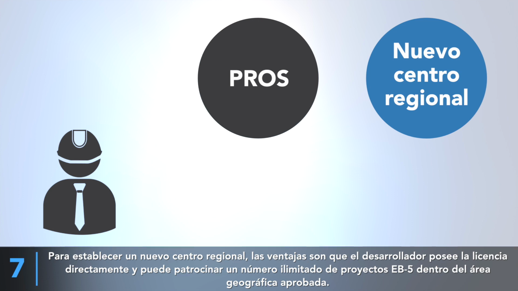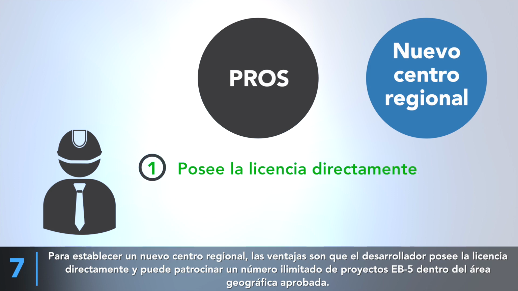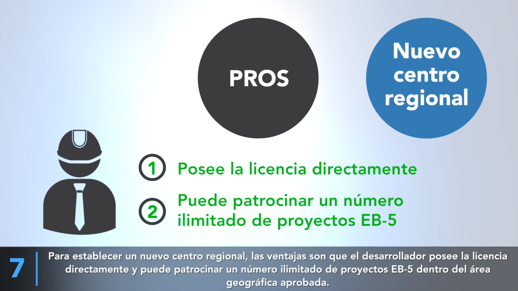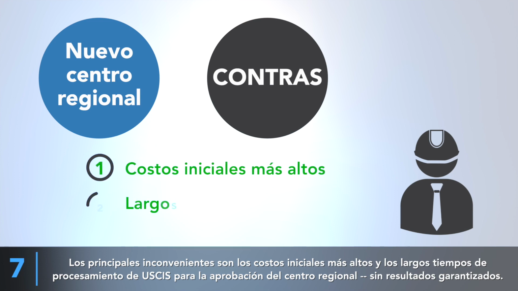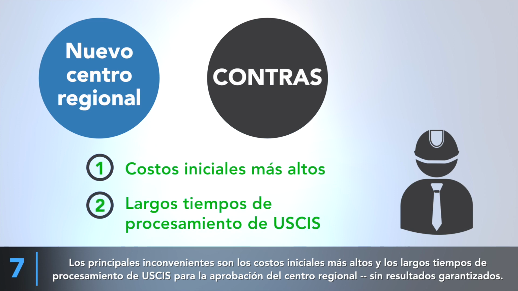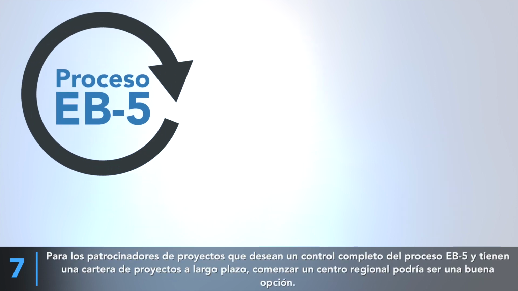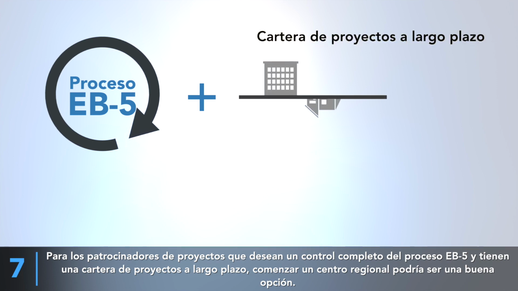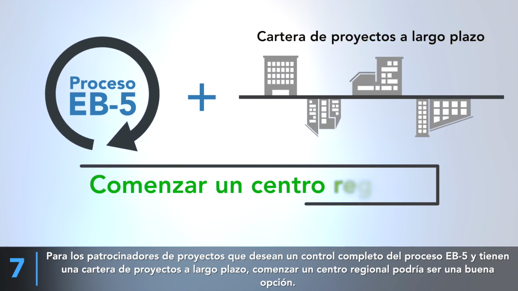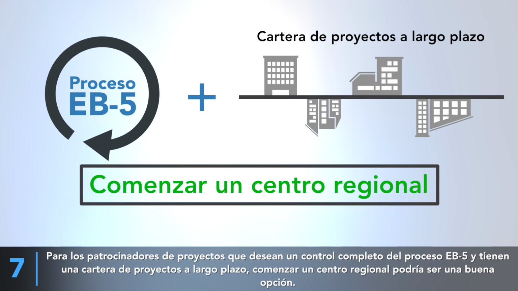For setting up a new regional center, the pros are that the developer owns the license outright and can sponsor an unlimited number of EB5 projects within the approved geographic area. The main downsides are higher upfront cost and long USCIS processing times for regional center approval, with no guaranteed outcome. For project sponsors that want complete control of the EB5 process and have a long-term pipeline of projects, starting a regional center could be a good choice.